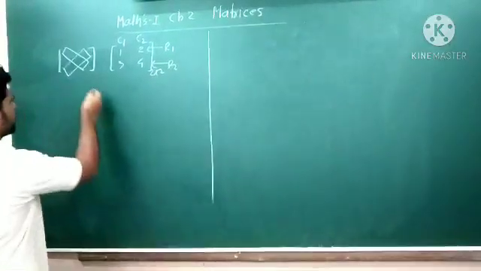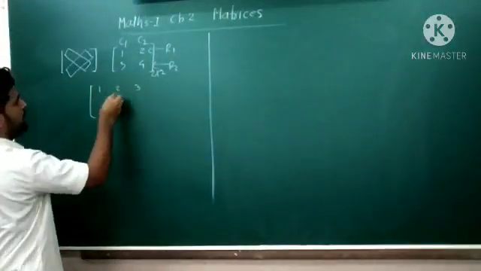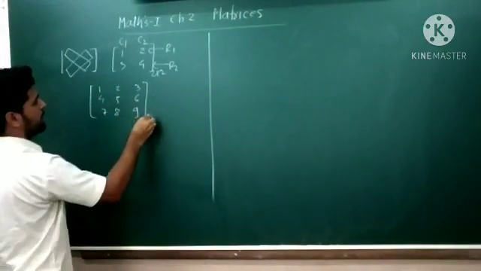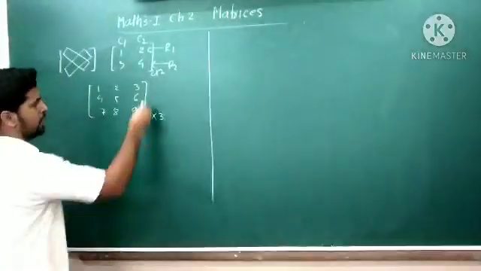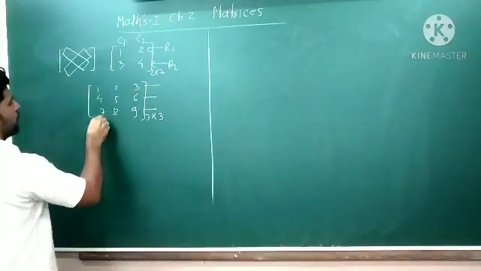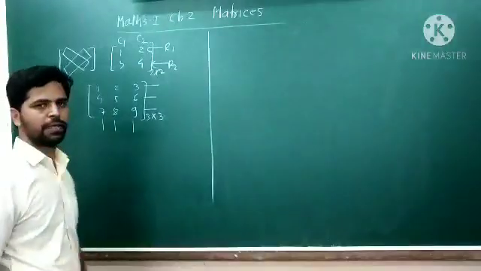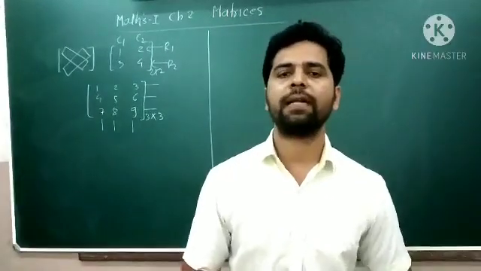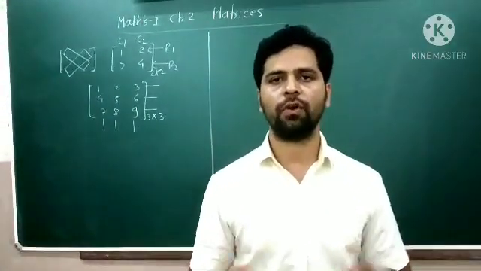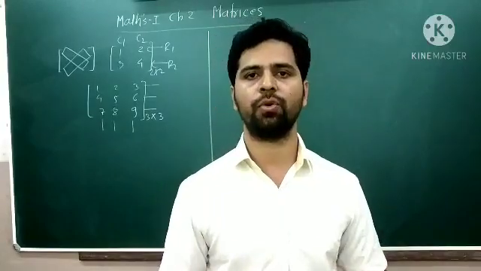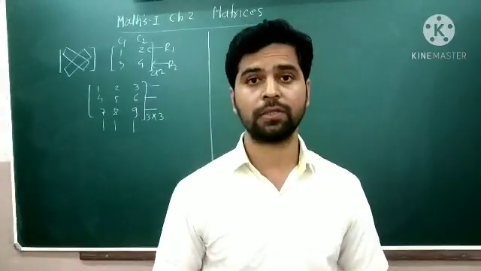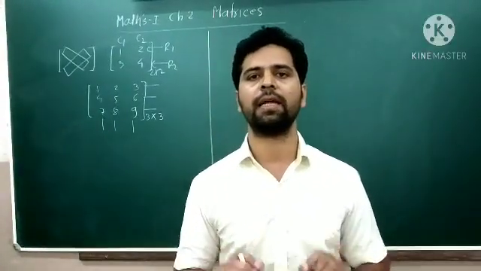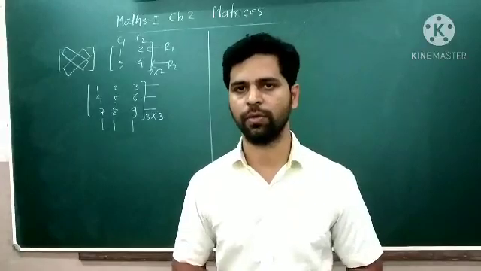Suppose like this: 1, 2, 3, 4, 5, 6, 7, 8, 9. There are 3 rows and 3 columns in this matrix. We can see row 1, row 2, row 3, column 1, column 2, column 3. This is called a 3 by 3 matrix. The matrix in which the number of rows and the number of columns are equal, that matrix is known as a square matrix.